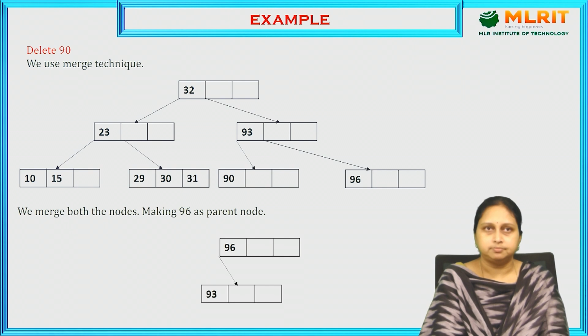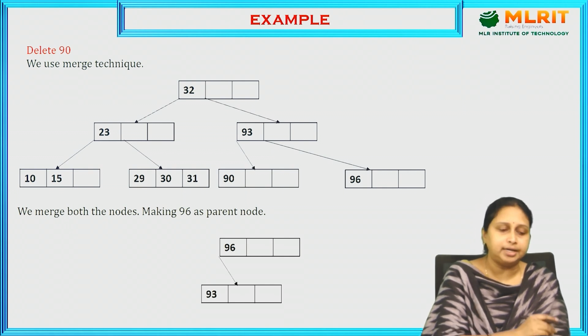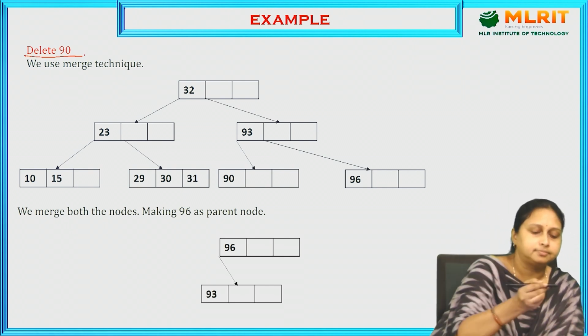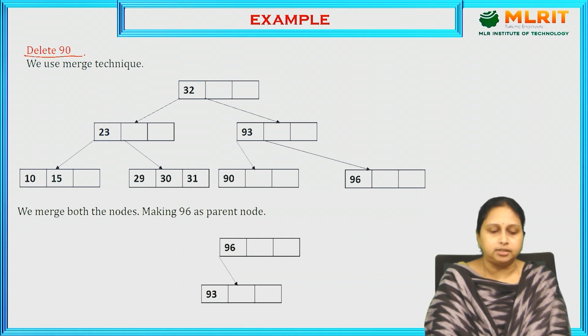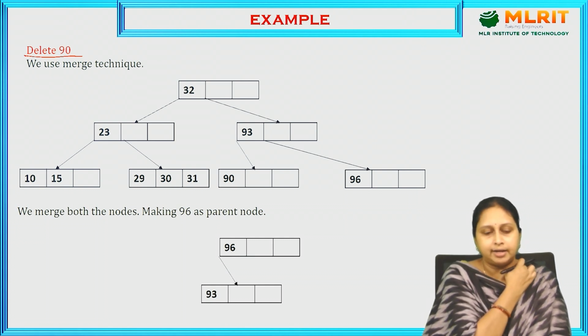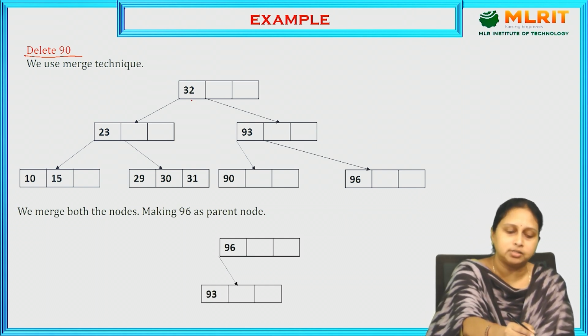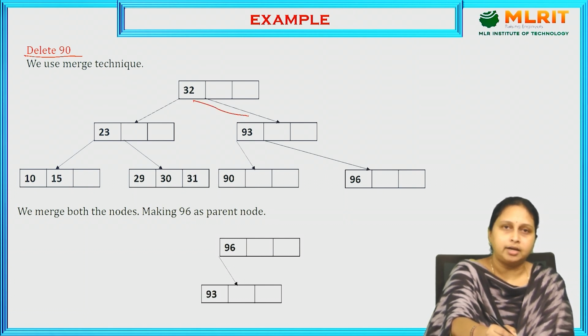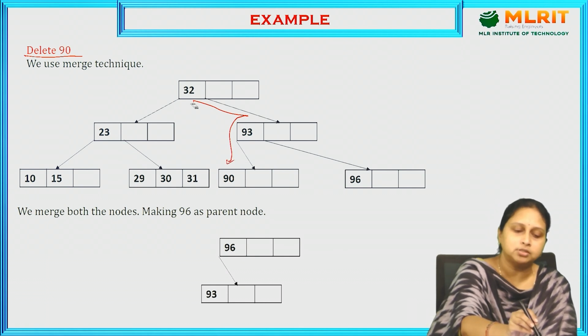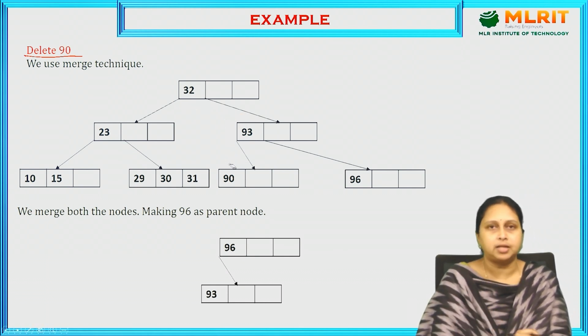The next one. Now I want to delete 90. How are we going to check whether 90 is there or not? First, it will be checked with 32. 90 is greater than 32, move to the right. 90 is less than 93, move to the left of it. In this way, we are going to search for the element in the B tree.